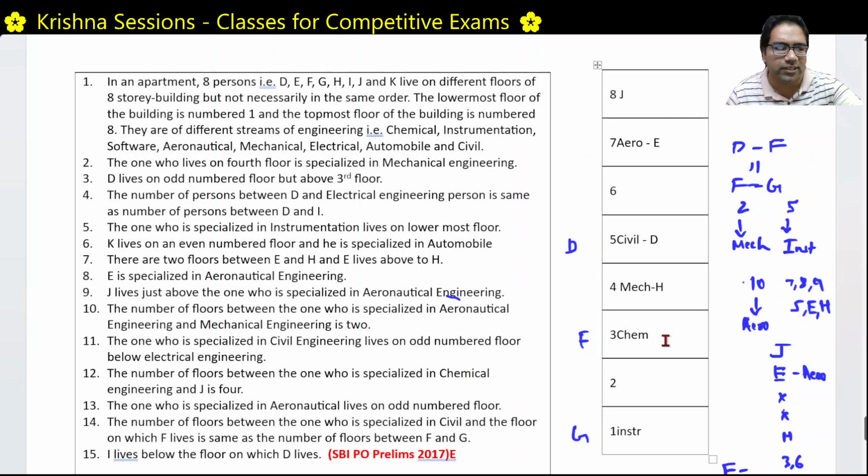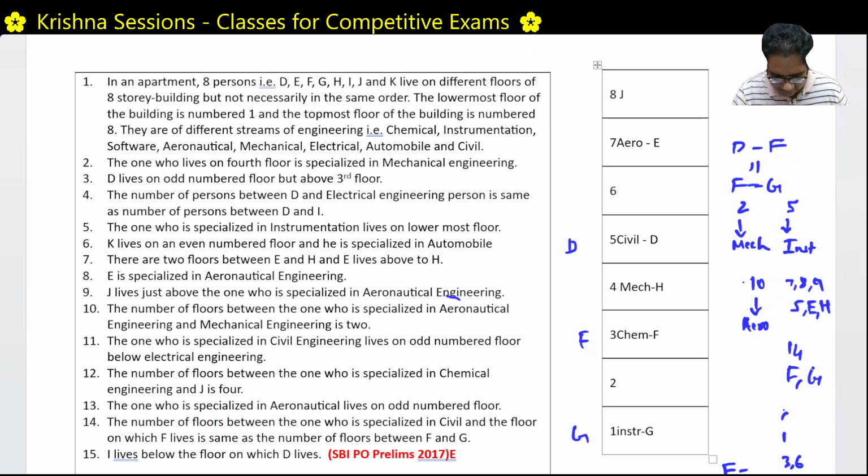So if F has to take 3, and if F takes 3, obviously G will take 1, right? This is as per condition number 14. I'm erasing this, some nickname we have used. As per condition number 14, we have figured out places for F and G.